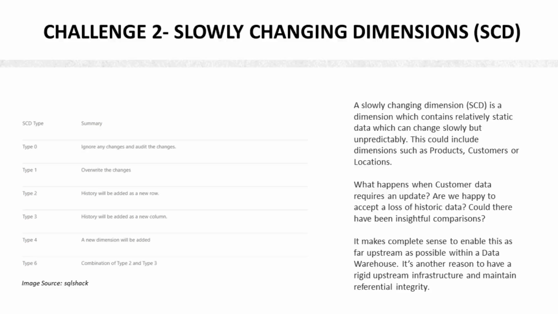As you can see here, this is a good image from SQL Shack. So we have varying levels, and really 0, 1, 2, 3, 4, and 6 would be some of the most common. So we have options. There's potential that you just really don't want to track anything and you can just overwrite them, or you can ignore changes and audit them. Type 2 and type 3 would be very common. So we would want to add the history as a new row or as a new column. Otherwise, a new dimension can be added, or we can combine type 2 and 3, where we add a new row and a new column to reflect changes.